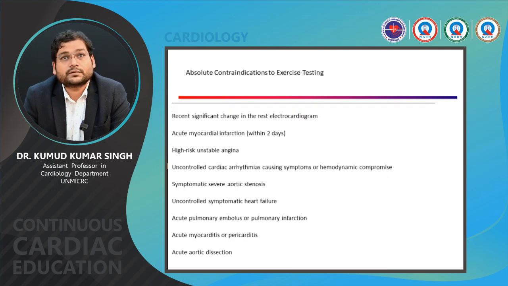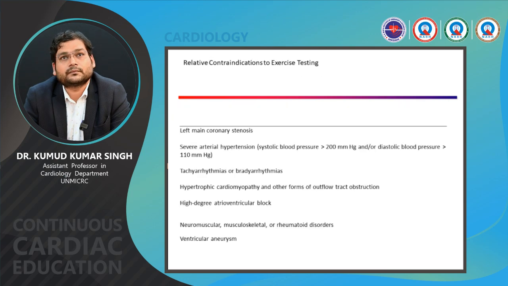So, what are the absolute contraindications to exercise testing? We have recent significant change in the resting electrocardiogram, acute myocardial infarction within 2 days, high risk unstable angina, uncontrolled cardiac arrhythmias causing symptoms or hemodynamic compromise, symptomatic severe aortic stenosis, uncontrolled symptomatic heart failure, acute pulmonary embolus or pulmonary infarction, acute myocarditis or pericarditis, or acute aortic dissection.